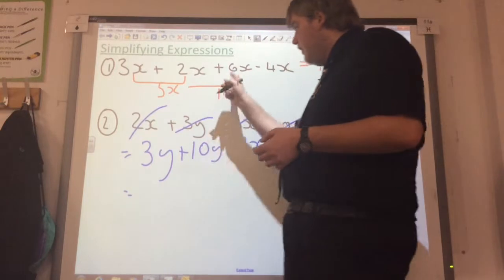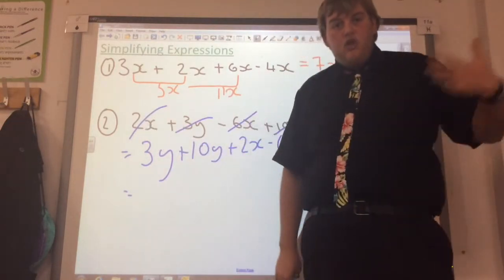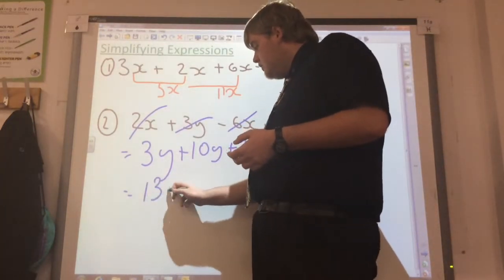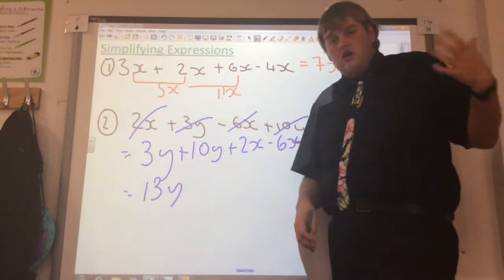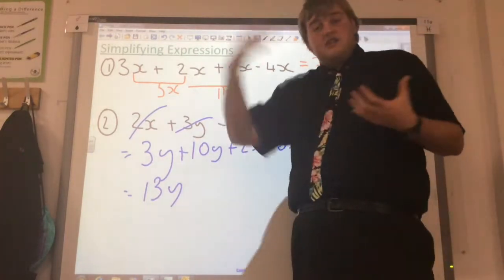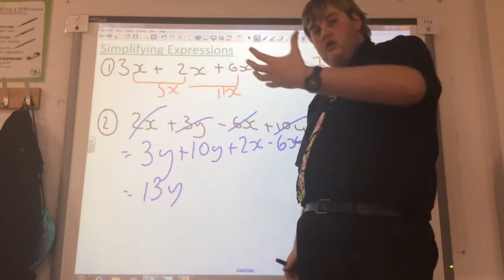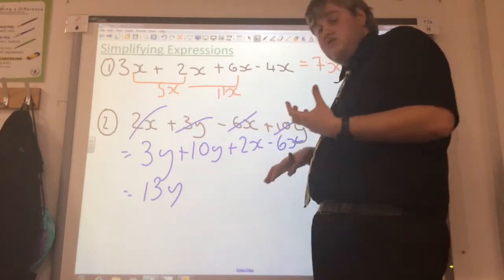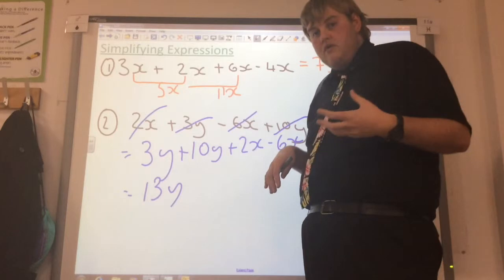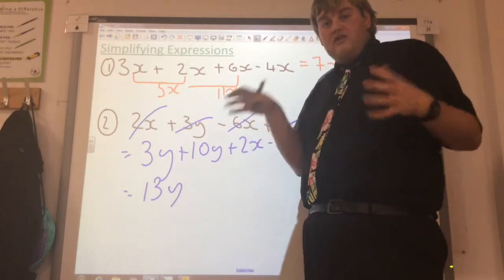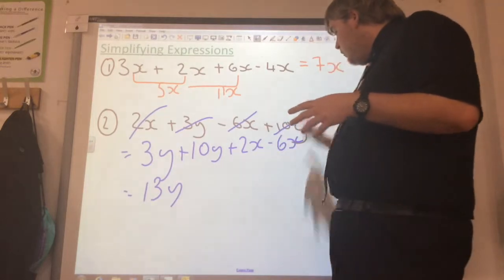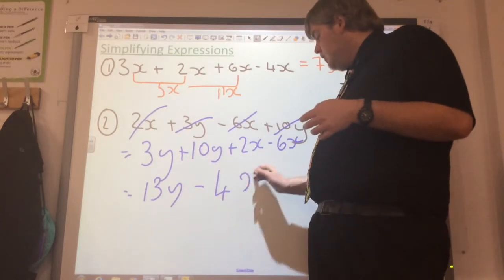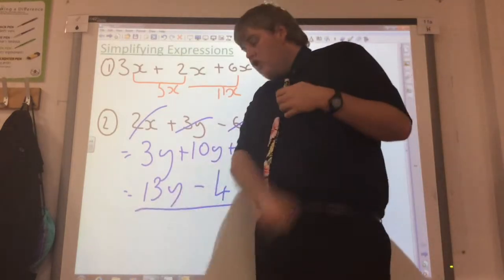So now, just like we've done up there, we take our y's, we put them together. We've got 3 lots of this y, we put another 10 lots on top, that gives us 13 lots of our y. Now here we've got 2 lots of x, and we're taking off 6 lots of x, so we are going to owe someone 4 lots of x. That's the way of thinking about it if you're thinking of objects, but these don't represent objects, they represent some number that we don't know. So the way we do it is just like before, we take away the numbers in front of the x's. We've got a 2, we take away a 6, so 2 subtract 6 is going to be minus 4x, and there we've got our answer.